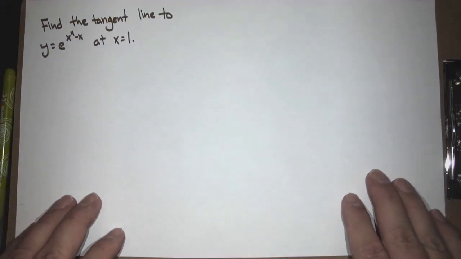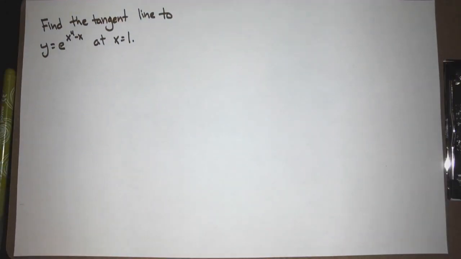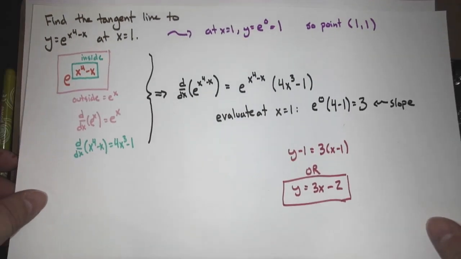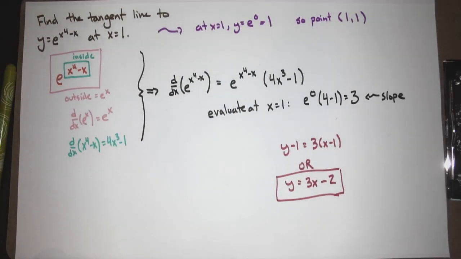Here's a problem. Find the tangent line to the curve y equals e to the power x to the fourth minus x at the point x equals 1. Y equals 3x minus 2. Yes, you're getting good at this. Nice. So we know how to find tangent lines.